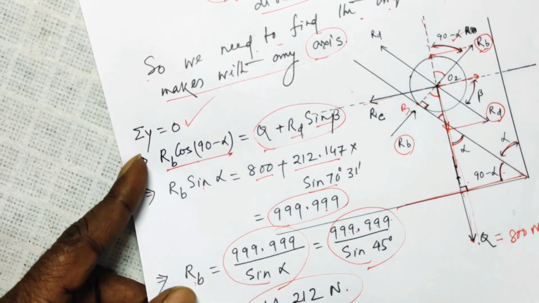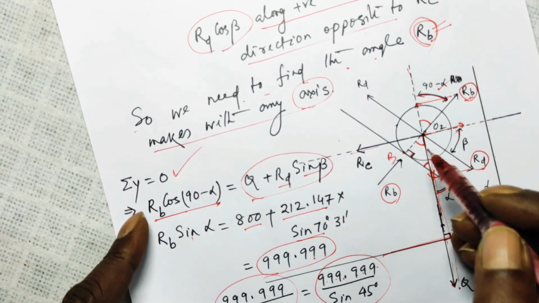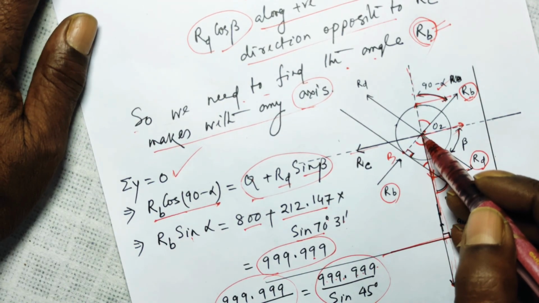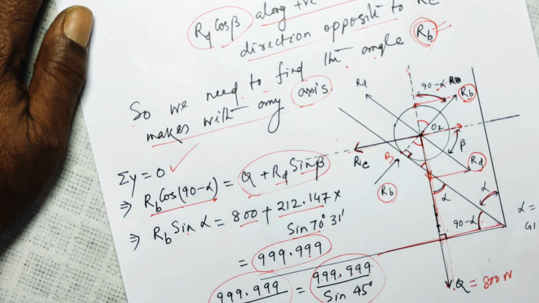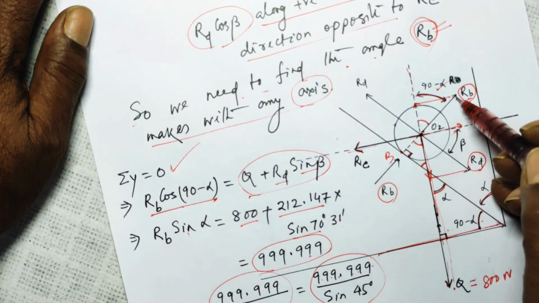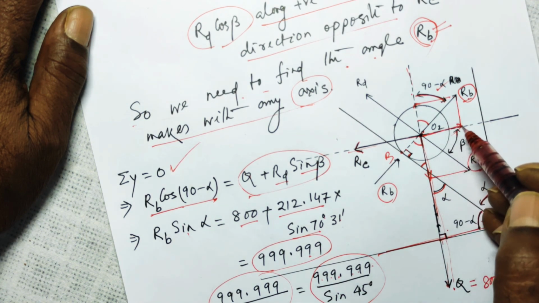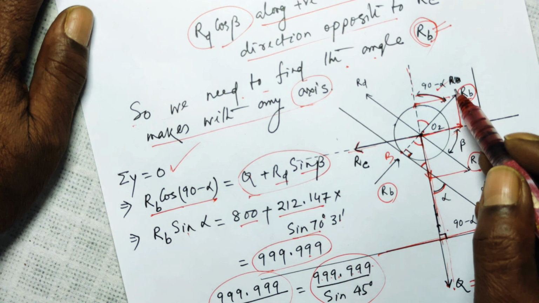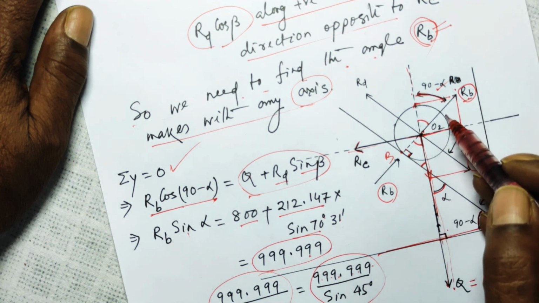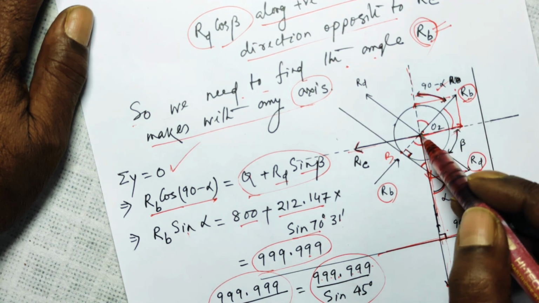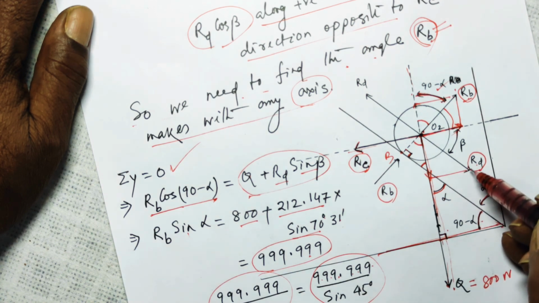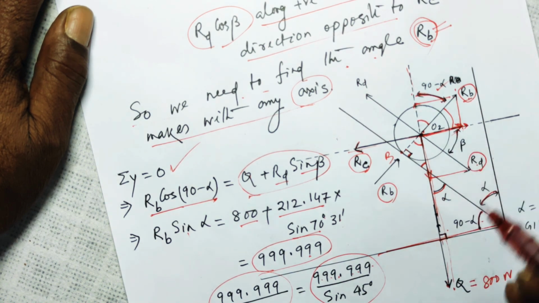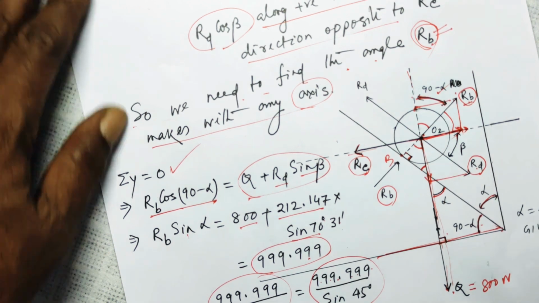Now let us apply sigma x is equal to 0. For the point O, sigma x is equal to 0. RC is along negative x-axis. Now RB cos 90 minus alpha. If this is 90 minus alpha, then this will be alpha. So this will be your RB cos alpha. RB cos alpha and RC, they are opposite to each other. And one component of RD to this side will be RD cos beta.